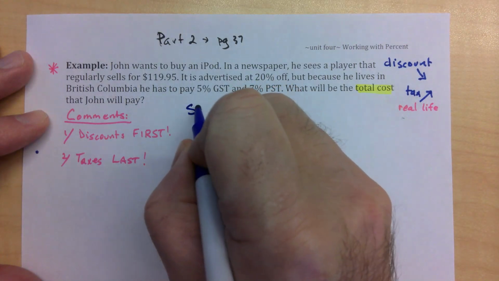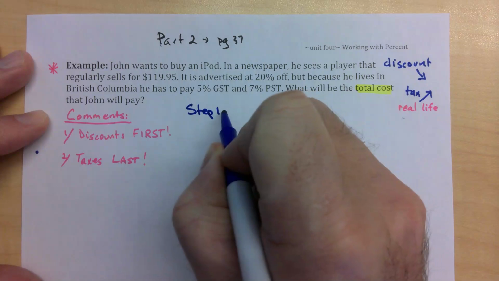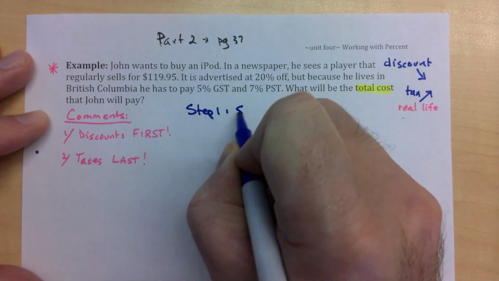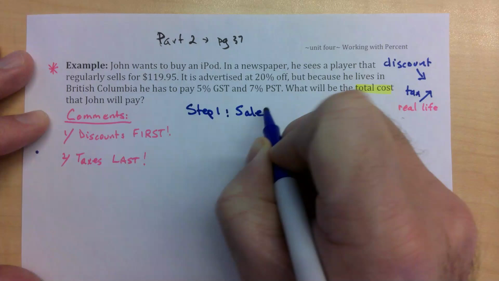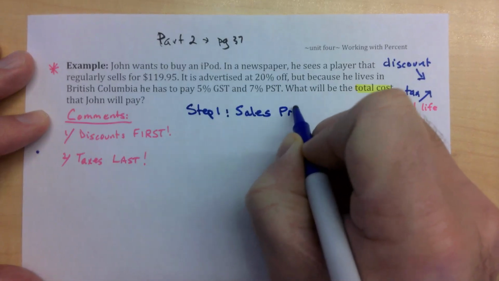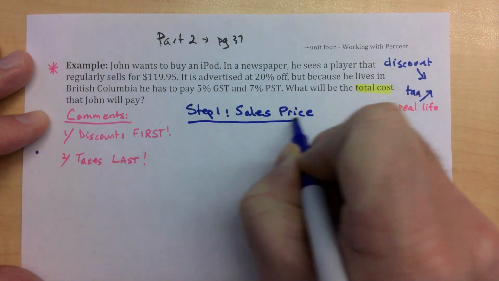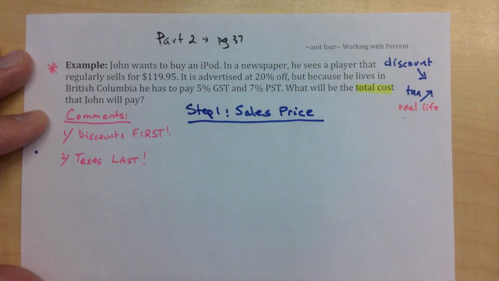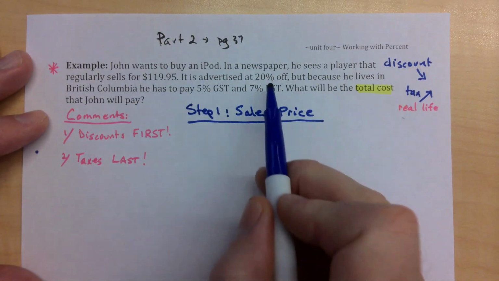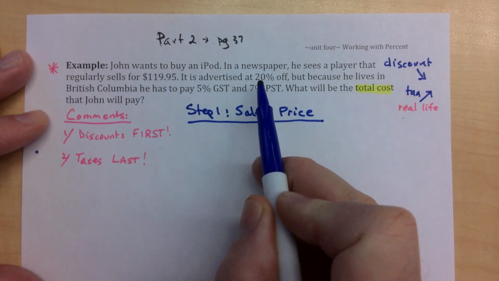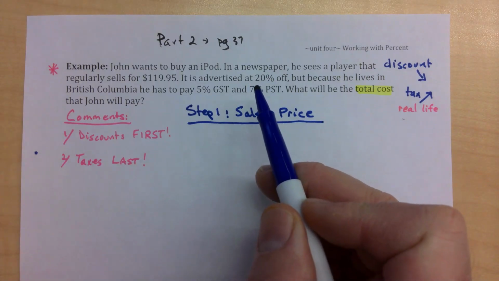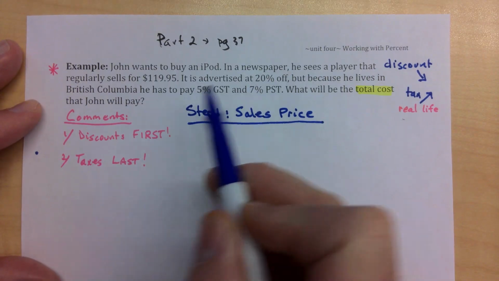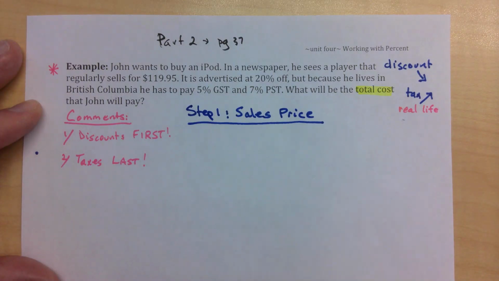So step 1 is going to be the sales price. What's the sales price? I'm going to do this the multi-step way. Some of you might understand, well, can't I just take 80%? Can I reverse the thinking here and just say the sales price is 80% of 119? Yes, it is.